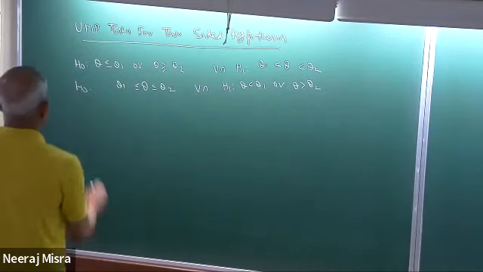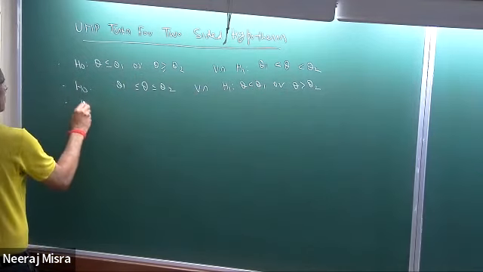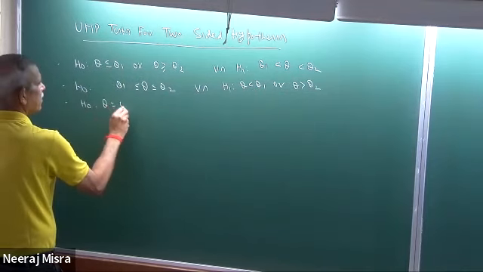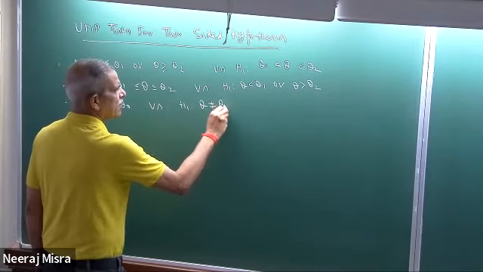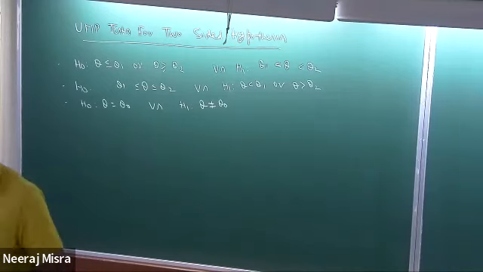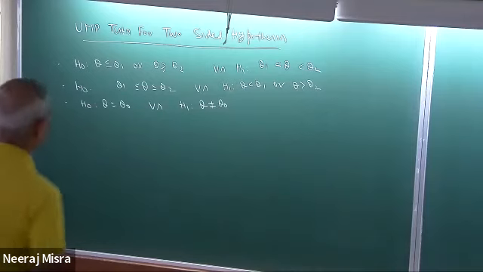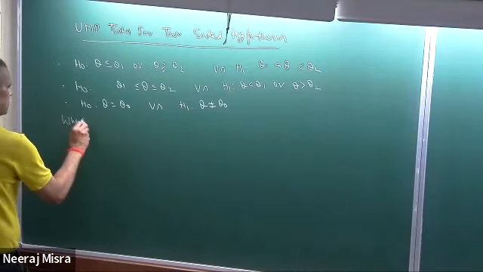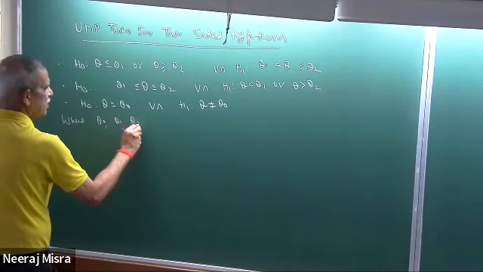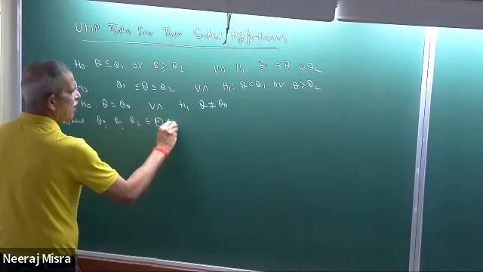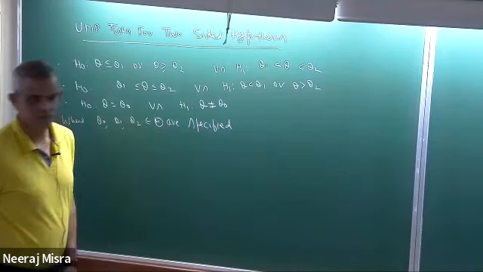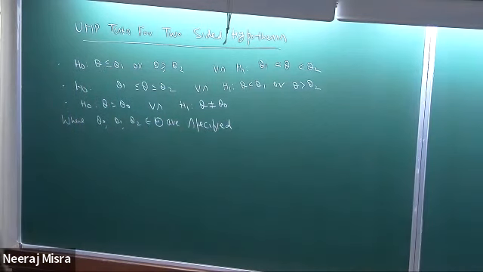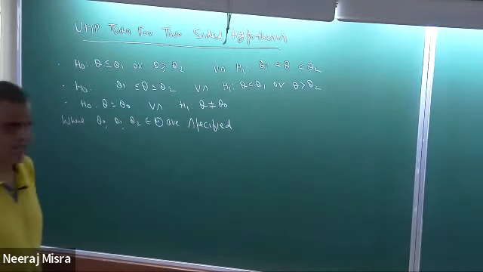Third kind of hypothesis could be H naught that theta is equal to theta naught versus H1 that theta is not equal to theta naught. Where theta naught, theta 1, theta 2 are specified points in the parameter space, belonging to theta. Now, these kinds of hypotheses are called two-sided hypotheses.